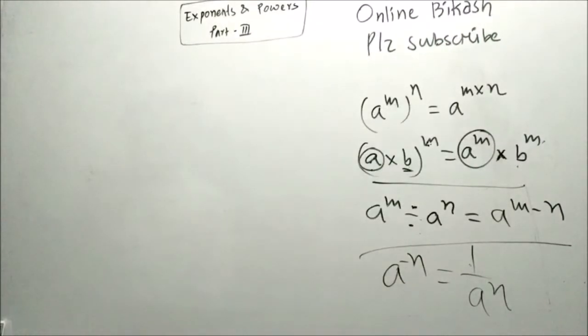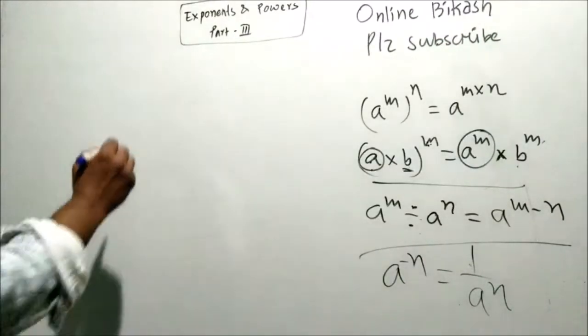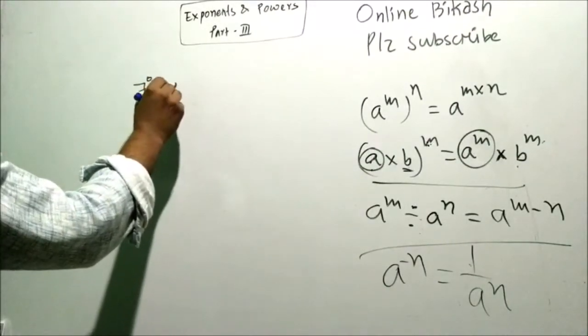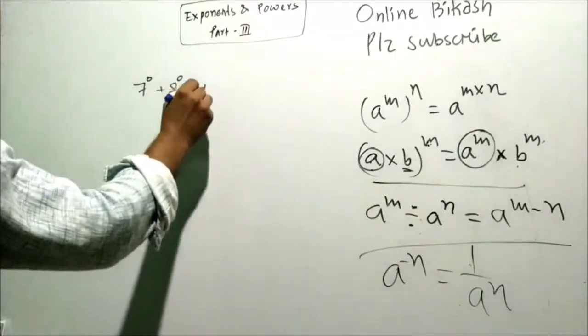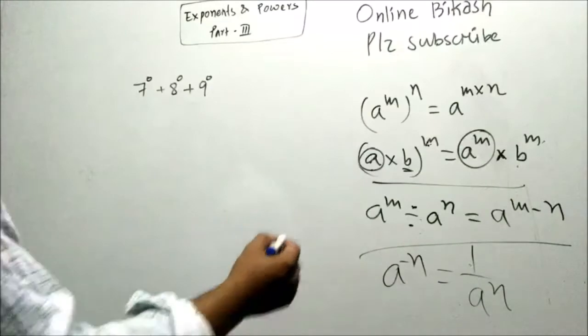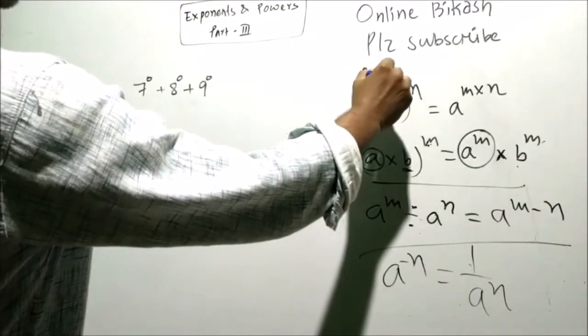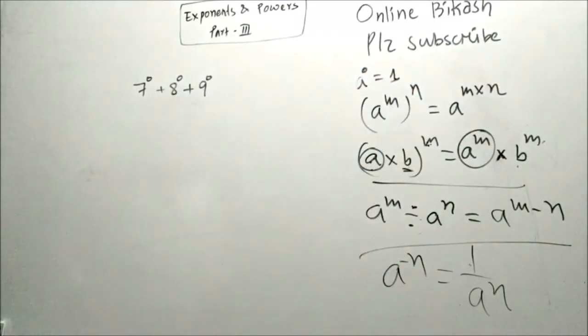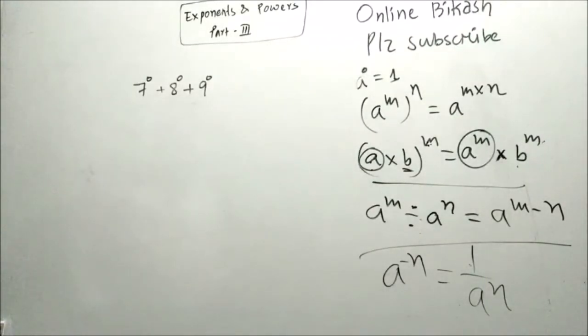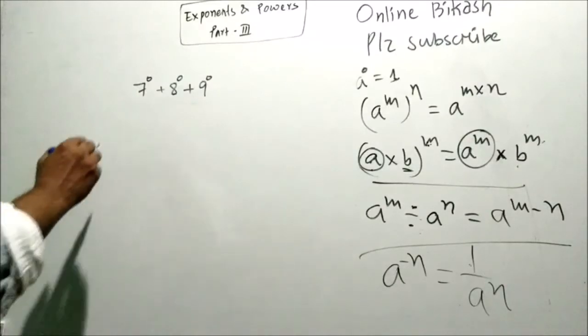Now let us take another one. 7 naught. This is a tricky one. 7 naught plus 8 naught plus 9 naught. In the laws of exponents, we have already discussed that a to the power 0 is equal to 1. Yes or no? A to the power 0 is equal to 1. So can you tell me what will be the answer here? If you are saying only 1 will be the answer, then my dear student, you are wrong.